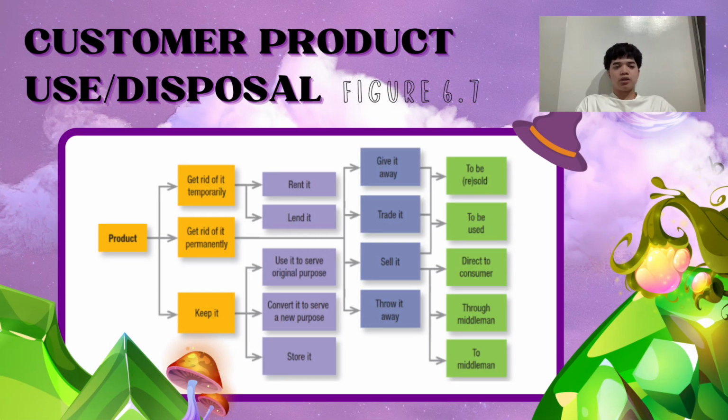This slide illustrates customer product use and disposal, focusing on what consumers do with a product after purchase. There are three main choices. Number one is keep it: continue using, store, or repurpose it. Number two is get rid of it temporarily: rent it or lend it. Number three is get rid of it permanently. This option includes selling, trading, giving away, throwing away, or recycling. This decision impacts sustainability, resale markets, and brand reputation.